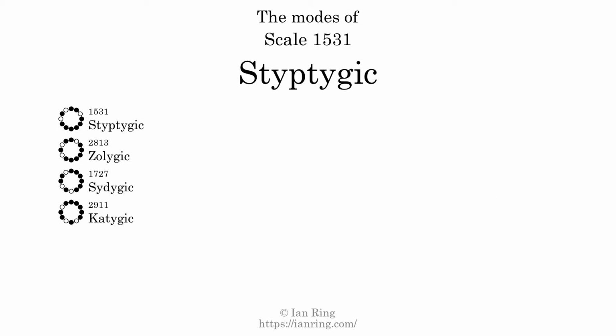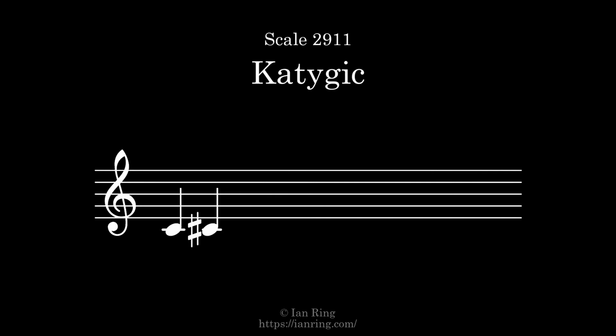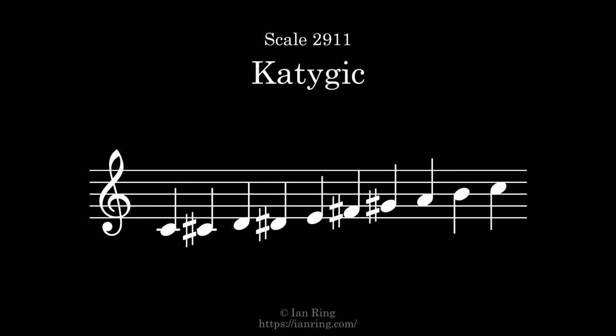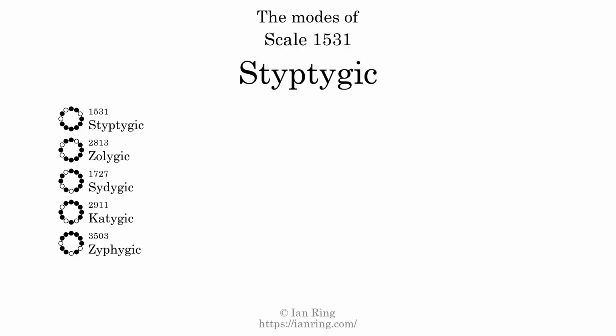The fourth mode is scale 2911, also known as Heteromorphisms. It sounds like this. The fifth mode is scale 3503, also known as Styptygic. It sounds like this.